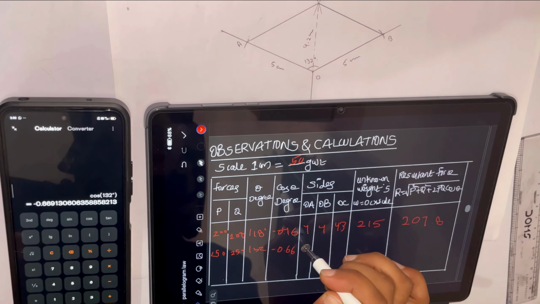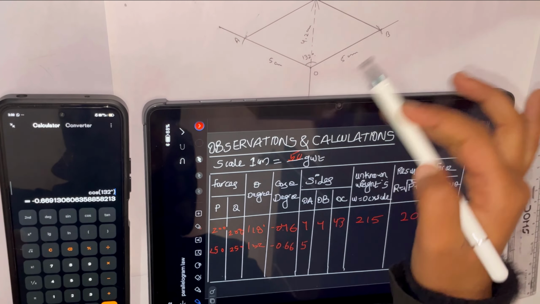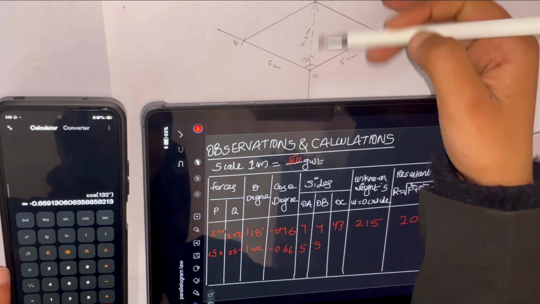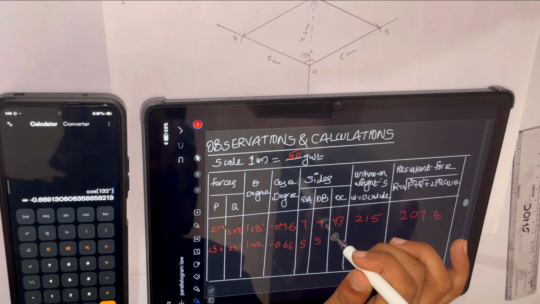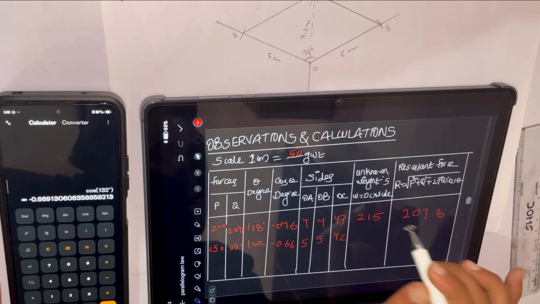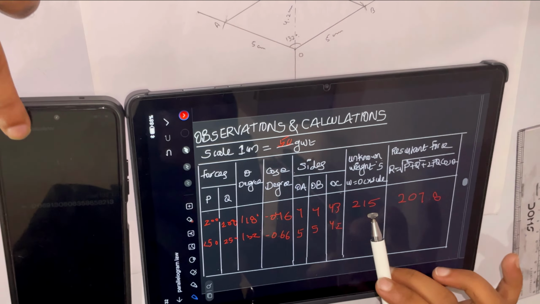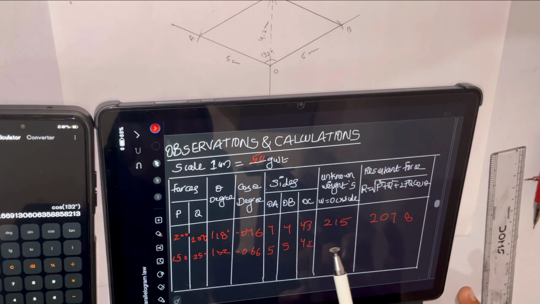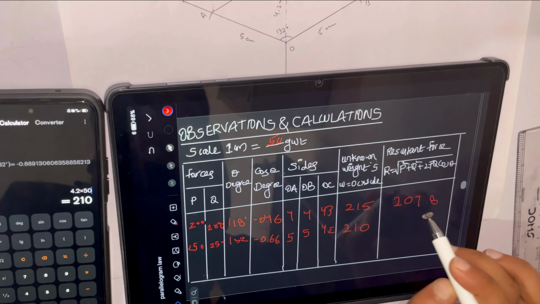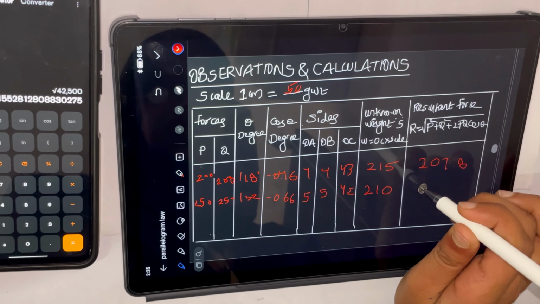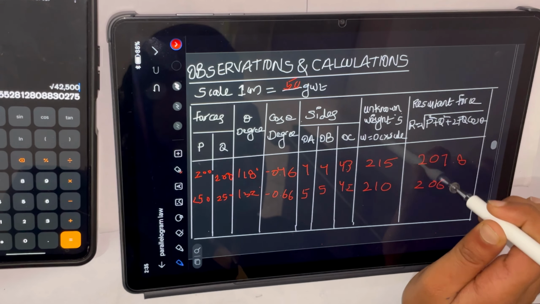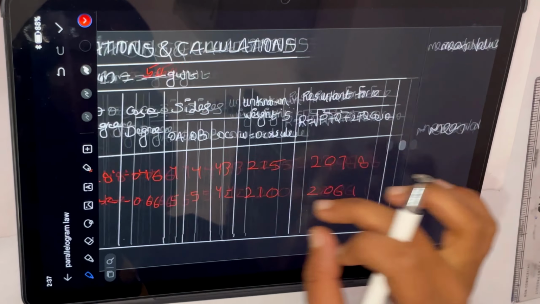Next column is about sides, which is OA. OA is 5 centimeter. OB is also 5 centimeter. And OC is 4.2. As well, W is equal to OC into scale, so it is 110. By using this formula, we get the value, which is 206.1. Okay, let's move forward.